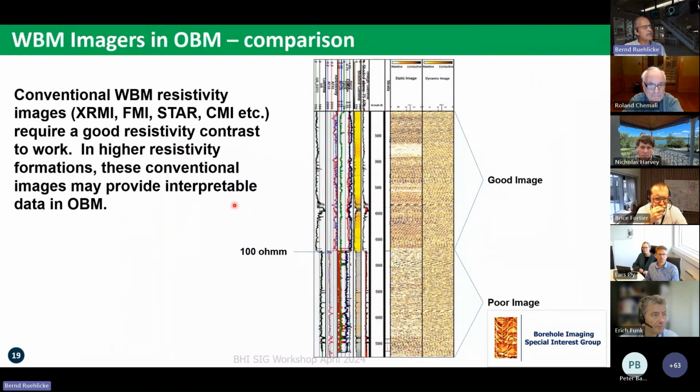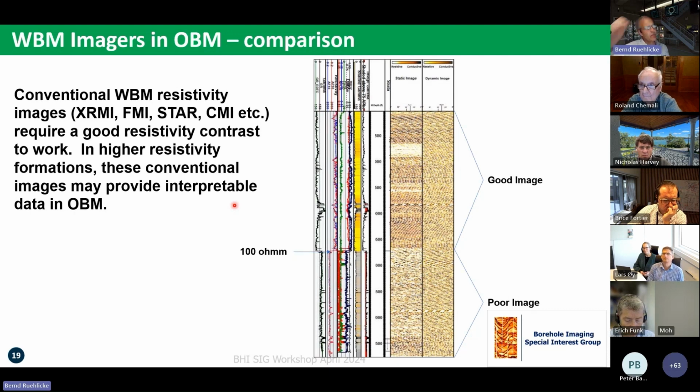The interesting part is also that, of course, when we have images, we can't resist running them, even in environments where they technically shouldn't run, and the engineers will most likely kill us all for doing this. But this is an example where we have seen, also in other situations, that if you have a high resistive rock, it is possible sometimes to run a water-based conventional tool in an oil-based mud.